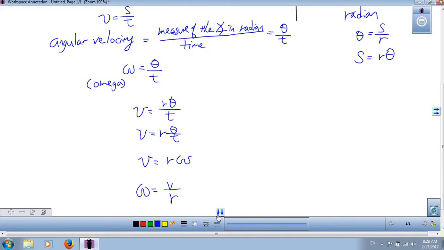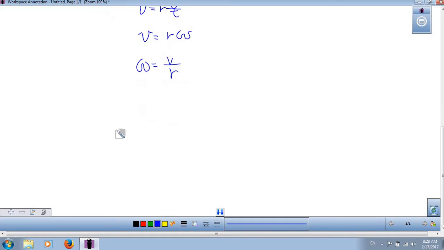So let's take a look at some examples. Let's say the angular velocity of a body is 300 revolutions per minute. So let's say omega is equal to 300 revolutions per minute. What is the value of omega actually? This is called angular velocity.